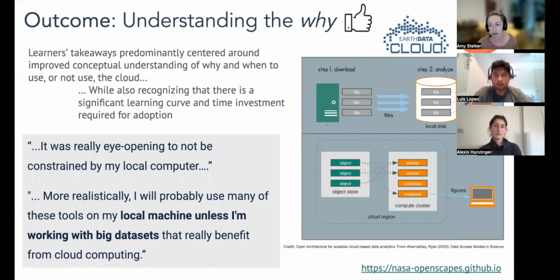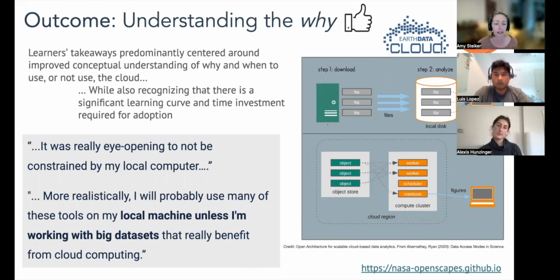Another key outcome was understanding the why. There are a lot of concepts, and maybe some misunderstandings or unknowns, that participants face going into some of these training events. And we really took home from this that there were a lot of improvements in conceptual understanding of why and when to use or not use the cloud.